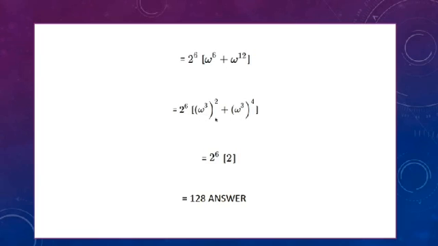So 1 plus 1 is 2. So in the bracket we will get 2. 2 raised to power 6 into 2 means 2 raised to power 7. So 128 is our answer.